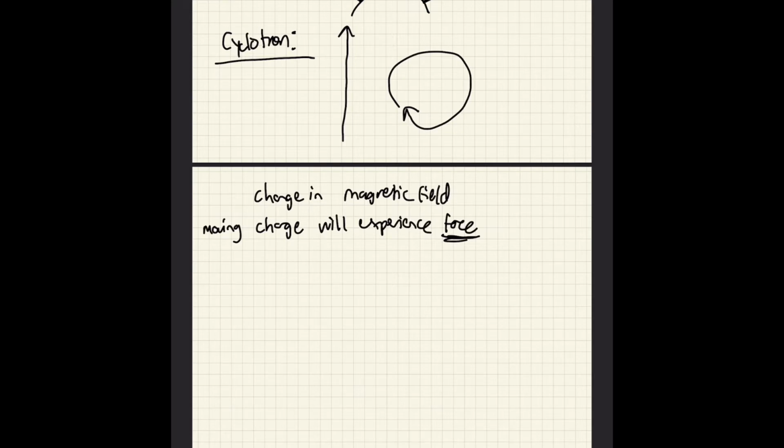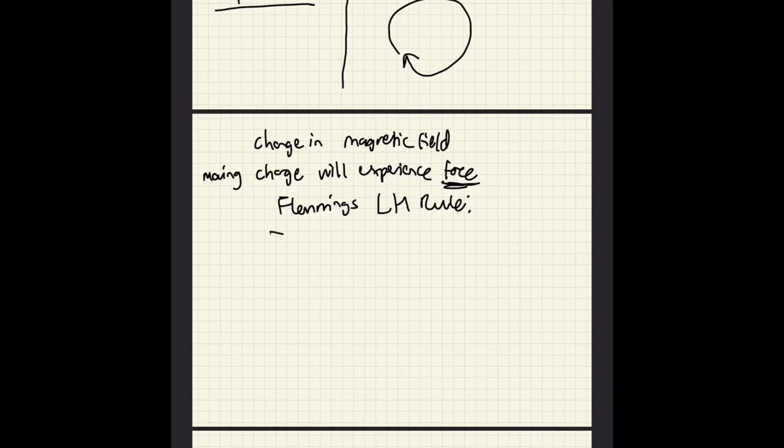And that force can be determined by using Fleming's left-hand rule, where your index finger points towards the direction of the magnetic field, your middle finger points towards the direction of conventional current, and the thumb points towards the direction of the force, okay? So a moving charge in a magnetic field experiences a force, called the Lorentz force. And the magnitude of that force is given by QVB, where Q is the charge, V is the velocity of the charge, and B is the magnetic field strength, or also called magnetic flux density. They mean the same thing, okay? And this is only true if the charge is moving perpendicular to the magnetic field.